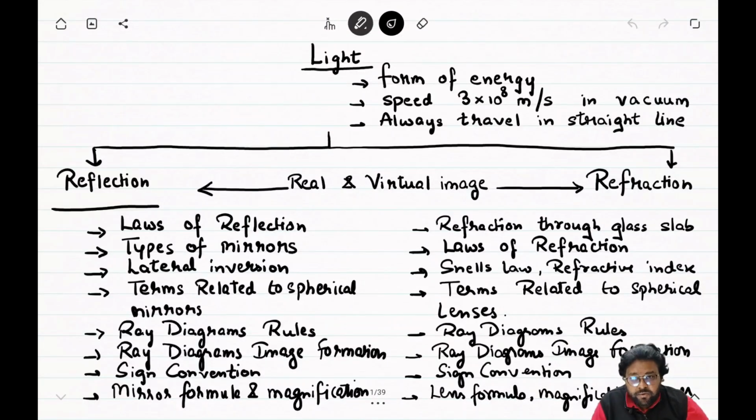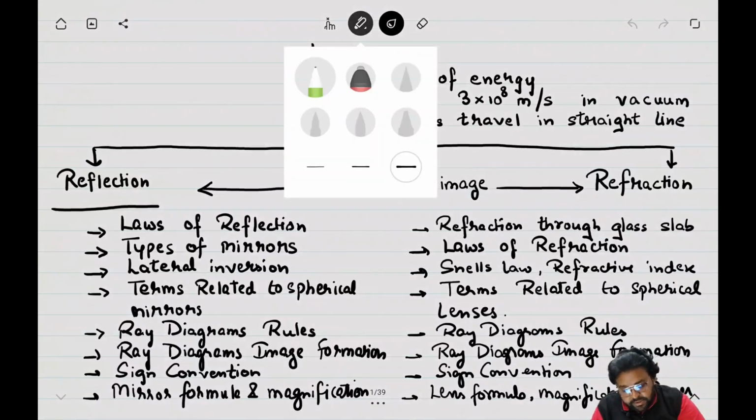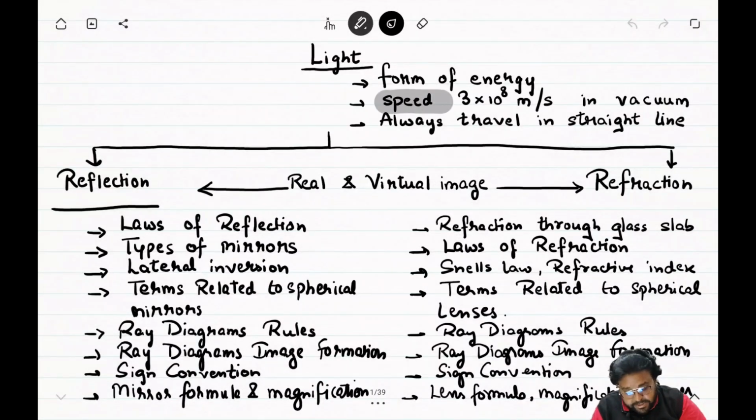Here in this lecture we are going to study the theory concepts of light, reflection and refraction. So light is basically a form of energy. Its speed is 3 x 10^8 meters per second in vacuum, or we can say in air it's approximately the same, it's 2.99 something, but we consider it to be the same. It always travels in a straight line, that makes sure.